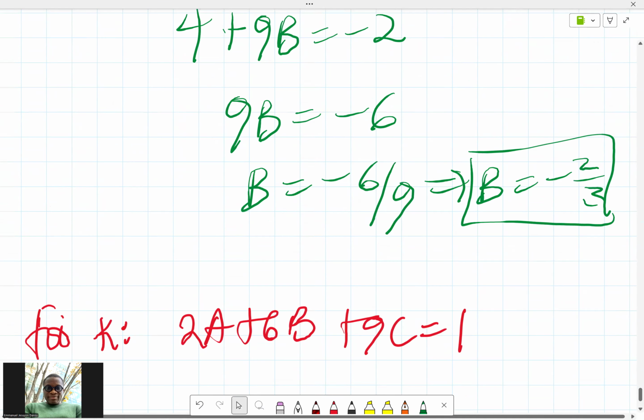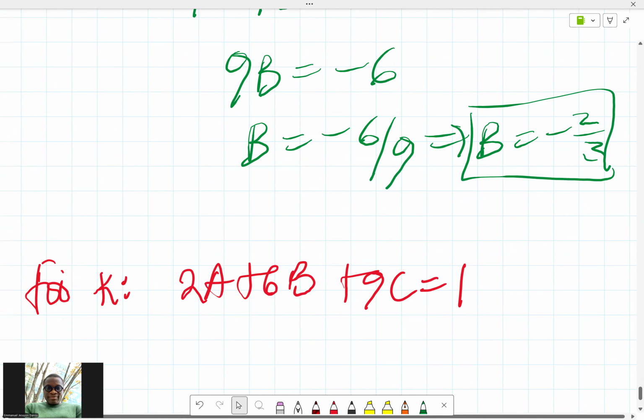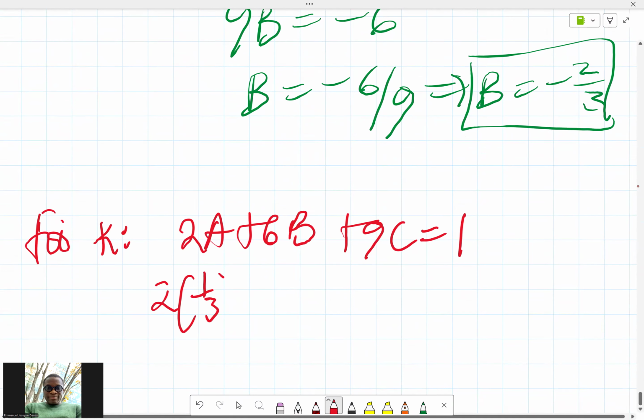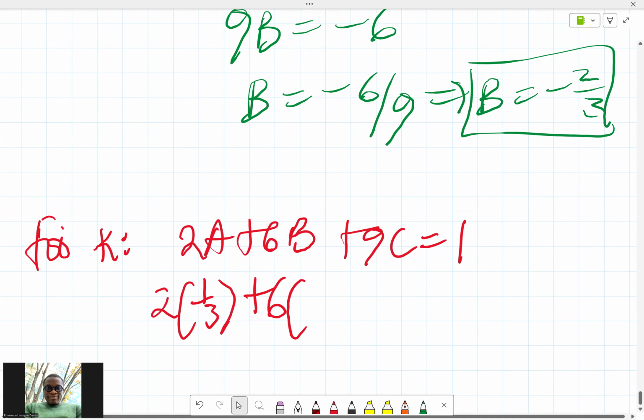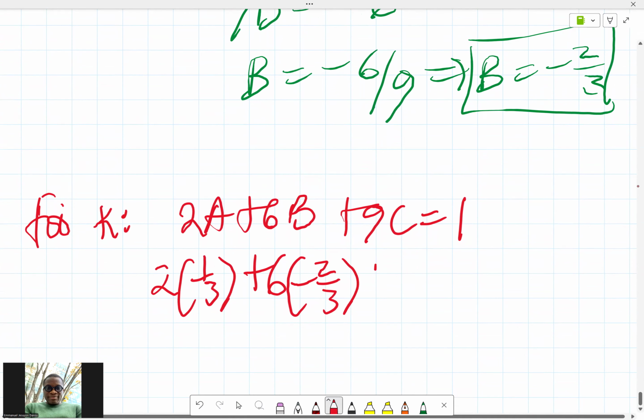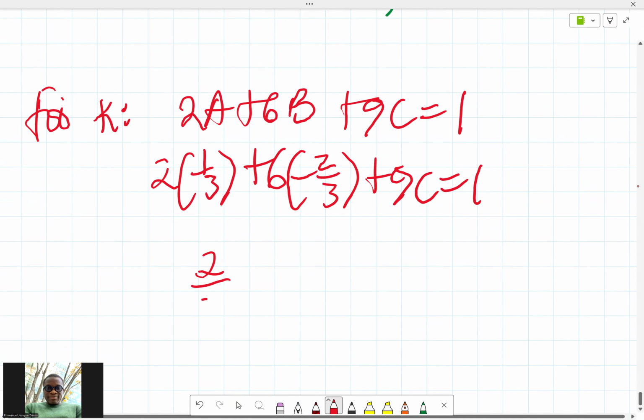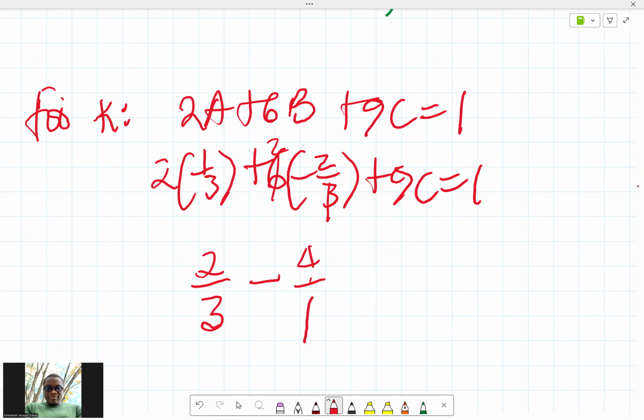So we have a already, thankfully, that's 1 over 3. So that is 2 into 1 over 3 plus 6 into minus 2 over 3, that's for b, plus 9c is equal to 1, okay? So this is 2 over 3 minus 4, that's 2 over 3 minus 4 over 1, plus 9c is equal to 1.